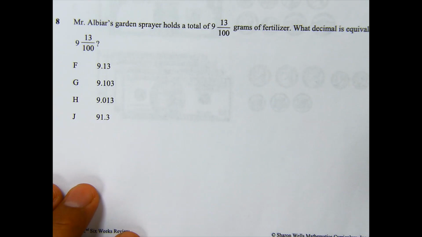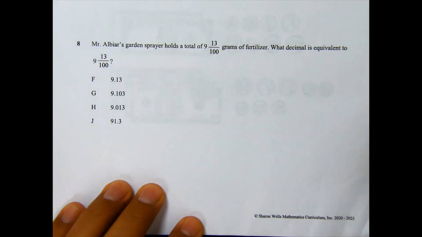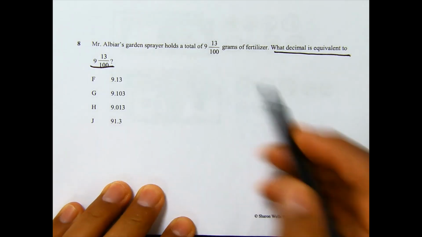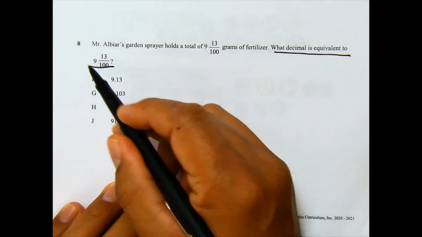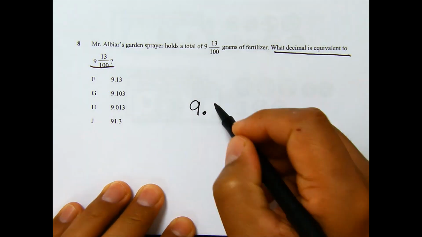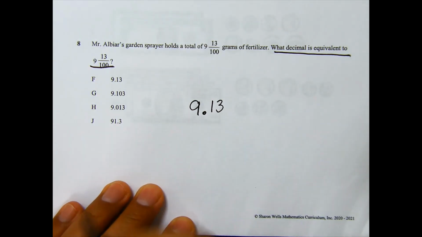Number 8. Mr. Alvear's garden sprayer holds a total of 9 and 1/300 grams of fertilizer. What decimal is equivalent to 9 and 1/300? So we turn that into a decimal. What decimal is equivalent to 9 and 1/300? So the whole number is 9 and 1/300. My answer would be F.